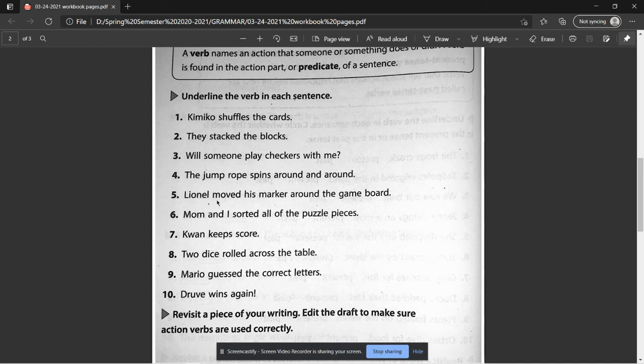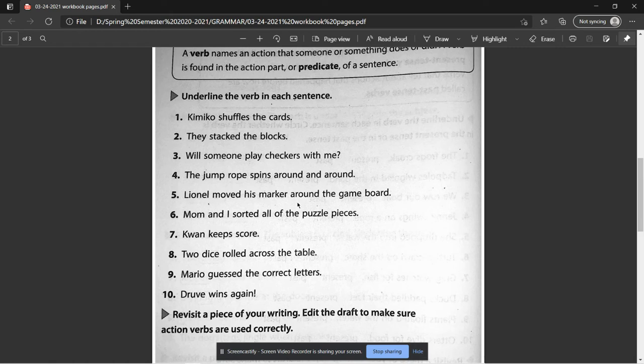Number 5, Lionel moved his marker around the game board. So where is my verb? The word that indicates action. Well, I know that this is a proper name, right? This is someone's name. So this doesn't indicate action. Moved. Does this indicate action? Lionel moved his marker. Yeah, moved indicates action, so I would underline this word. His marker doesn't indicate action. Around the game board, again, no, this does not indicate action.